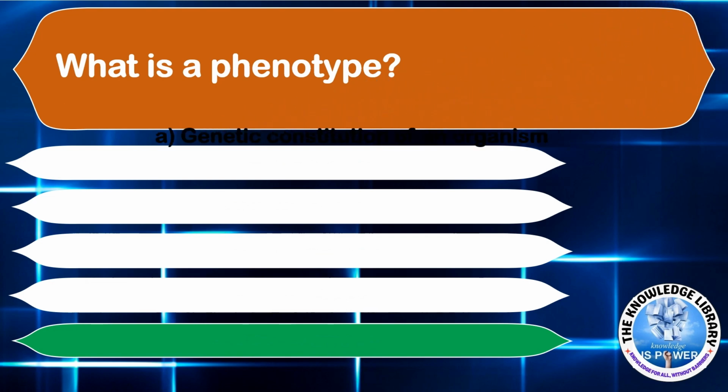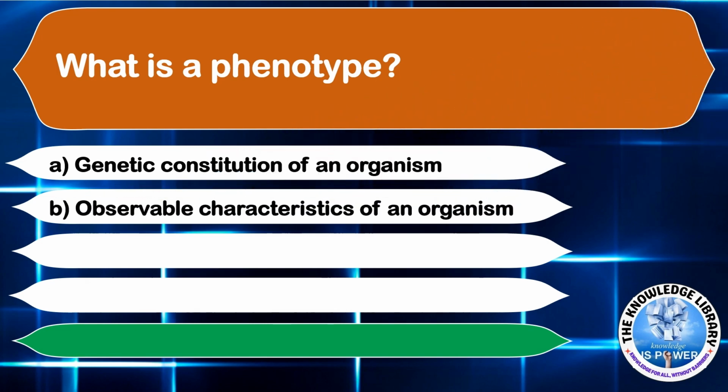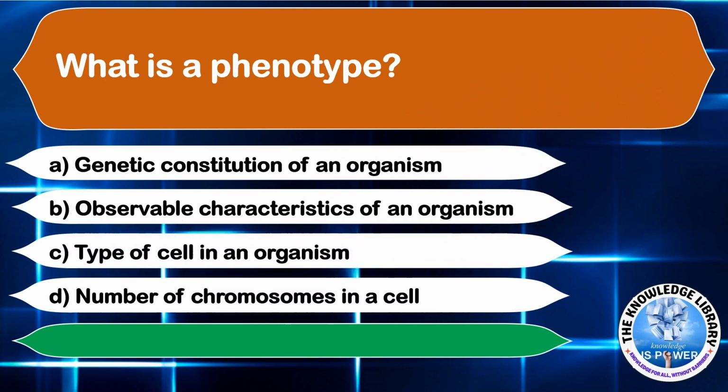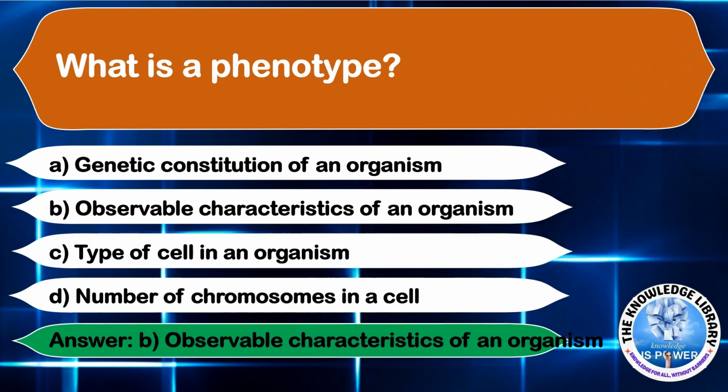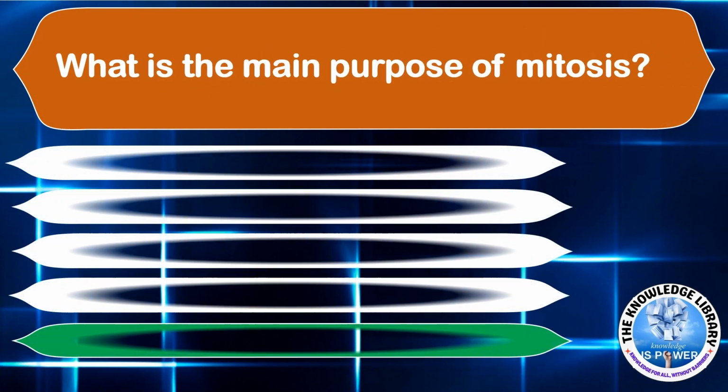The next question is, what is a phenotype? Option A, genetic constitution of an organism. Option B, observable characteristics of an organism. Option C, type of cell in an organism. Option D, number of chromosomes in a cell. Answer is option B, observable characteristics of an organism.